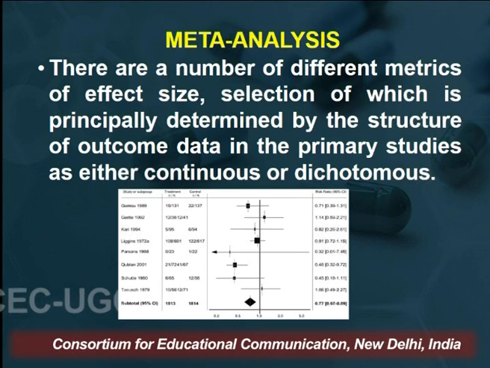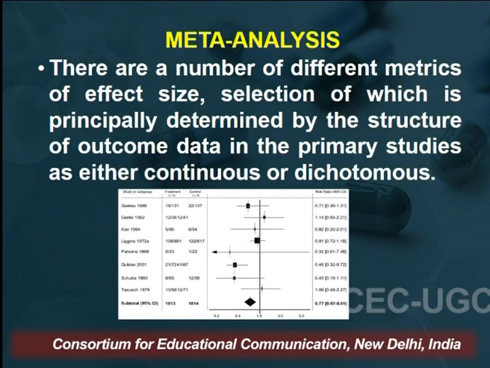There are a number of different metrics of effect size, selection of which is principally determined by the structure of outcome data. See, if we have continuous data or dichotomous data, which means only two options are available, yes or no, or 0 or 1. For continuous data, it may be any number. So, that all depends on what statistical analysis you are going to apply, or what kind of outcomes you have in your systematic literature review will guide you what kind of meta-analysis you are going to conduct.